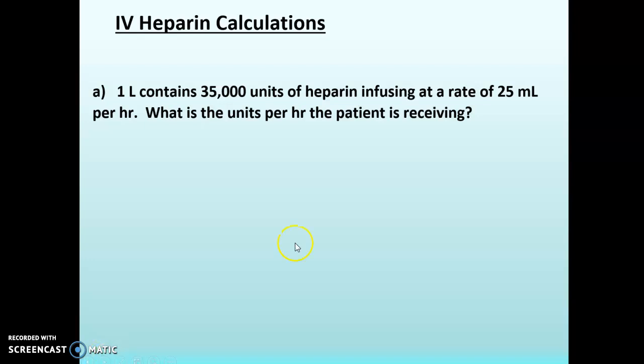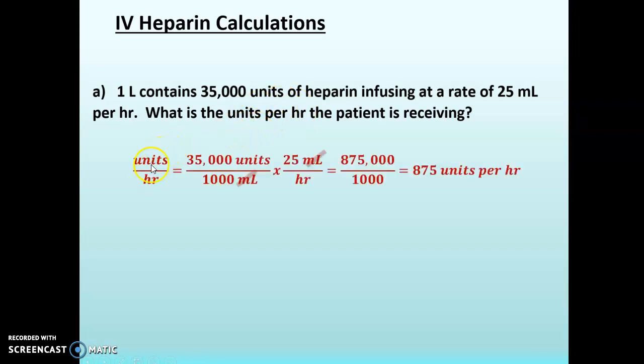Okay, let's look at how to calculate just units per hour. Part A here tells us that 1 liter contains 35,000 units of heparin, and it's infusing at a rate of 25 milliliters per hour. So we need to figure out what is the units per hour that the patient is receiving. So desired answer is units per hour.